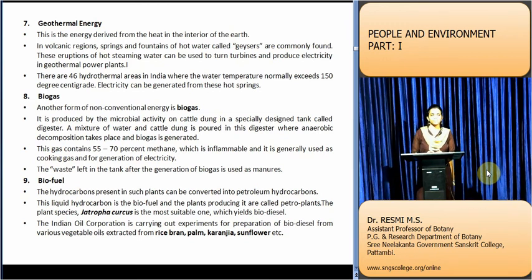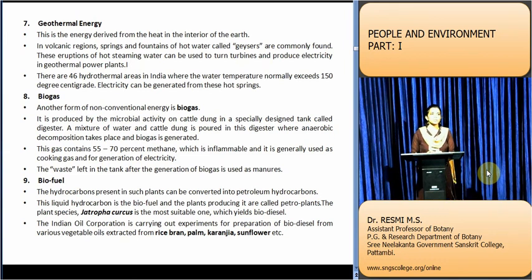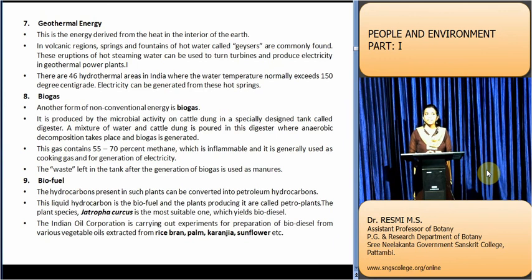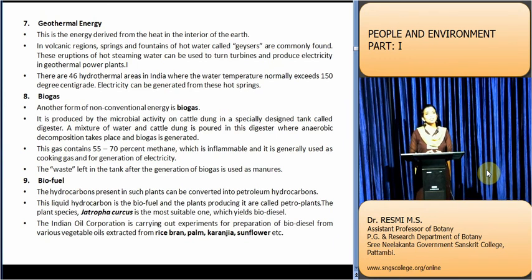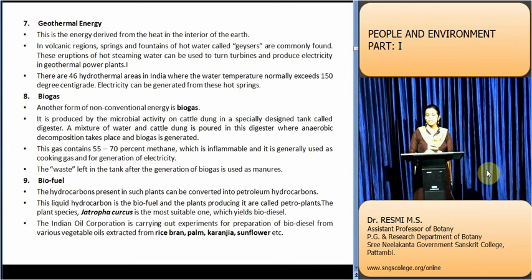Another eco-friendly non-conventional source of energy is biofuel, which is usually produced from the hydrocarbons produced in plants, which can be converted into petroleum hydrocarbon, because petroleum products are usually hydrocarbons. This liquid hydrocarbon is the biofuel, and the plant usually used for this purpose is Jatropha curcas, the most suitable one, which yields biodiesel. Indian Oil Corporation is also carrying out experiments for the preparation of biodiesel from various other vegetable sources, such as rice bran, palm, sunflower, etc.